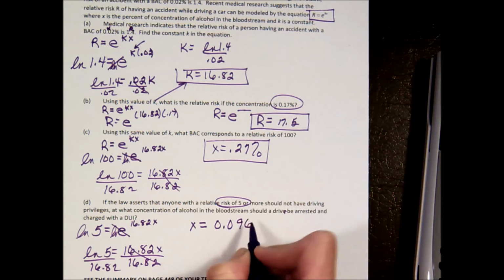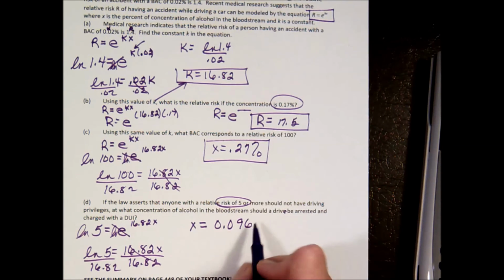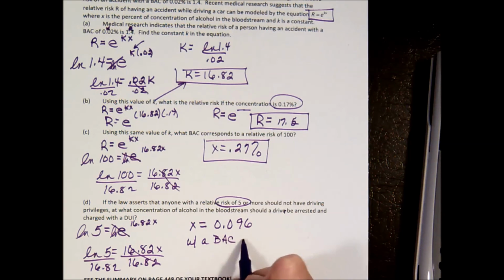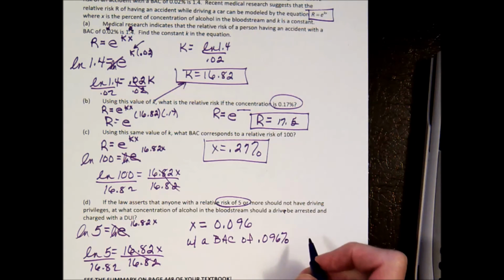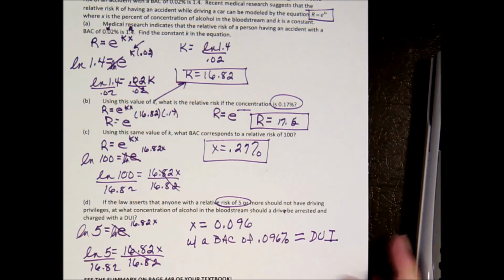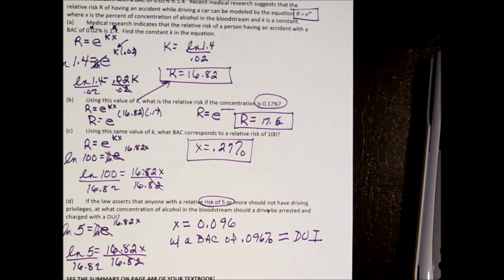Now, what does that mean? This is important. It means that a driver with a BAC, blood alcohol content, of 0.096% should be arrested and charged with a DUI. So I'm going to put equals DUI. And I think you know that in Florida, it is not that high. If you'd like to see a summary of logs, look on page 448 of your textbook.